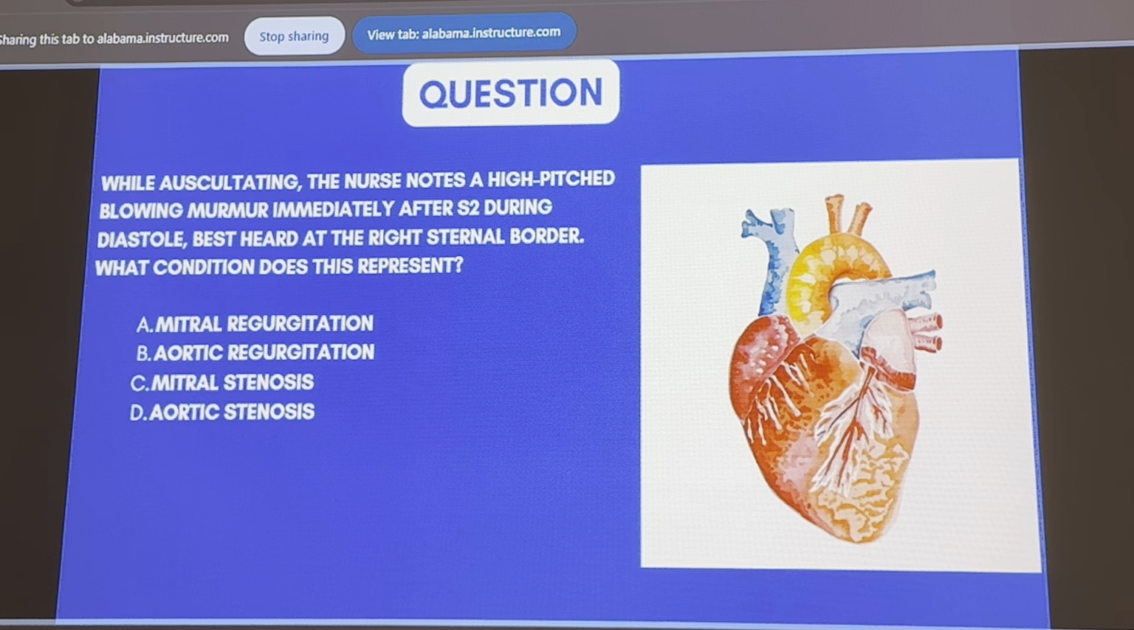But I also put in here as well, high-pitched blowing murmur. So I also describe that murmur to you as well. So I can give you all the parts. I can only give you one of these parts, two of these parts. I can give you all sorts of things and really change up these questions on you. All right? That's why it's good to know your valvular disorders list.